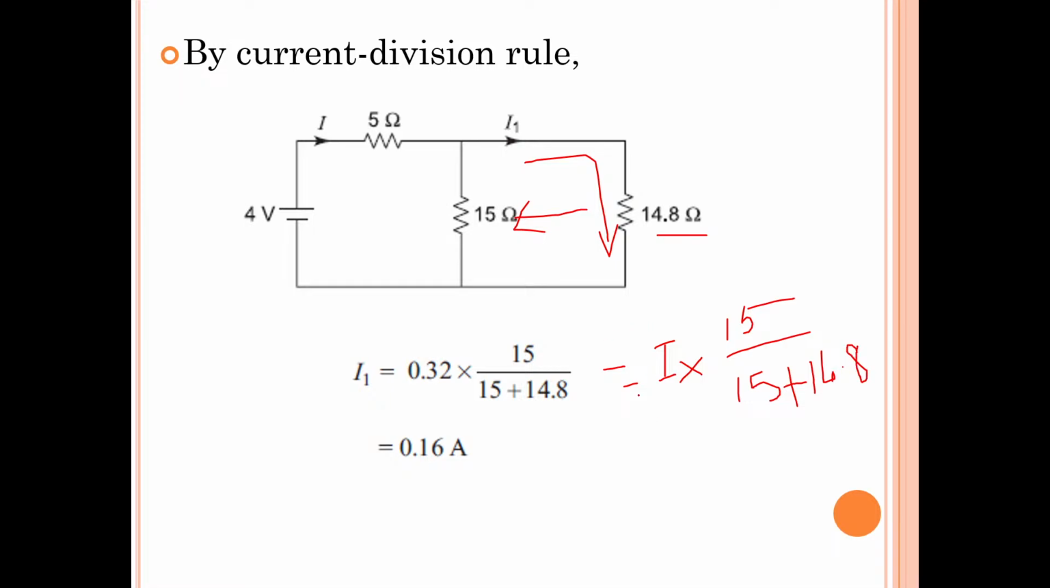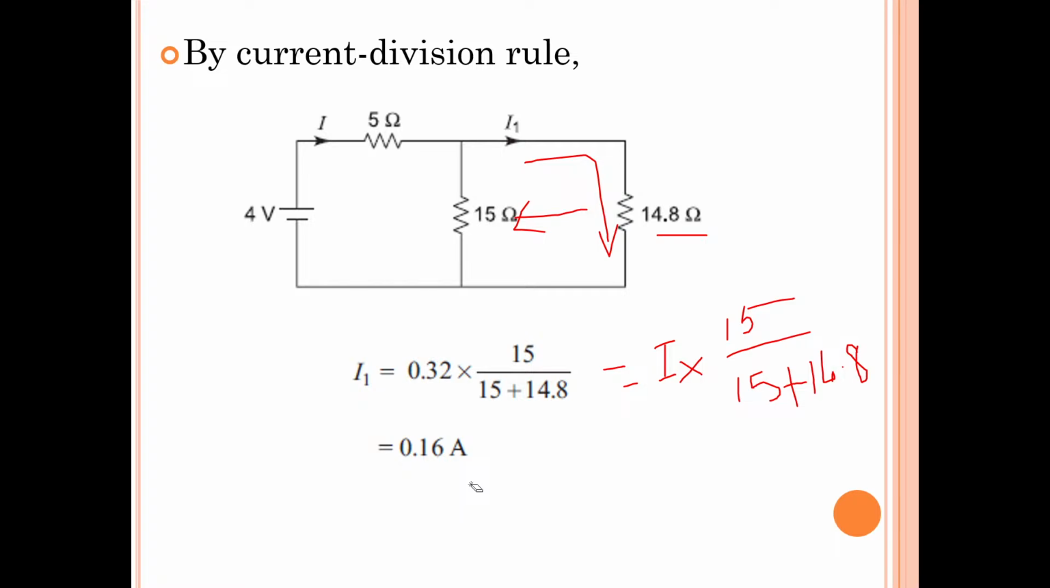What is the I value? Just now we have calculated, it is 0.32. So 0.32 into 15 by 15 plus 14.8. This is the formula. So substitute all these values in the calculator and determine I1. I1 is 0.16 amperes.